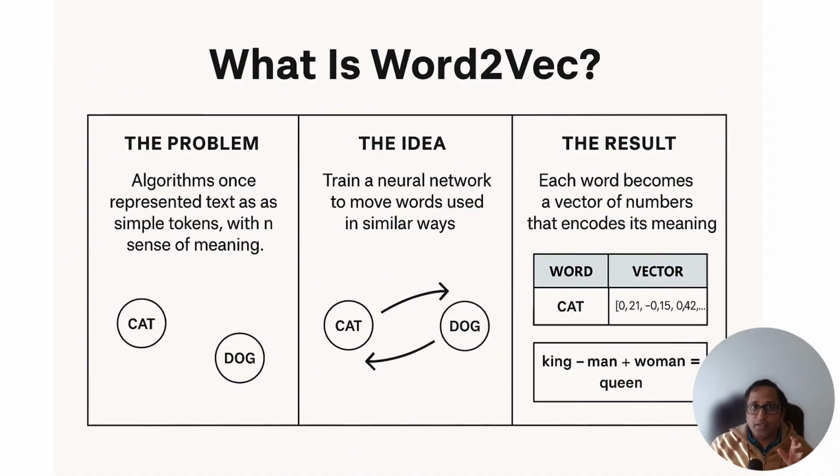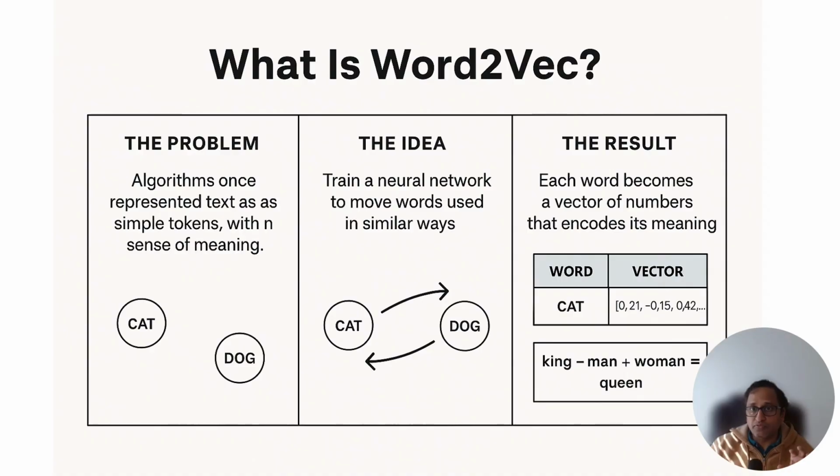So first, let's start understanding what word2vec actually is. Before word2vec, computers treated every word as a completely separate symbol. Cat and dog had no connection between them. From the computer's standpoint, they were just two different IDs in the vocabulary. That's what word2vec changed.